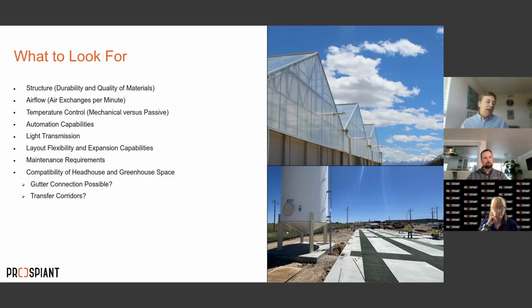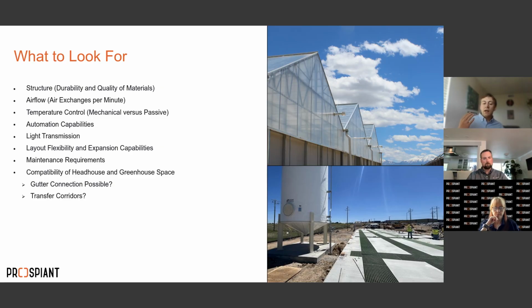And then lastly is just the compatibility of the head house and the greenhouse space together. Is it possible to gutter connect them? Do you need transfer corridors? Have you planned out how wide of a transfer corridor you need and at which locations? And by gutter connecting them, you're able to house everything under one roof, even though they are separate buildings.